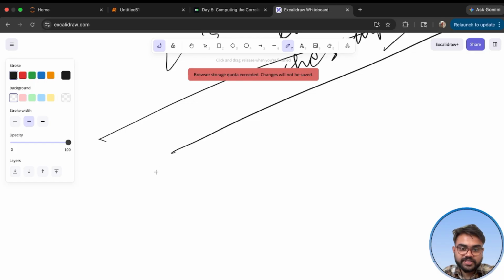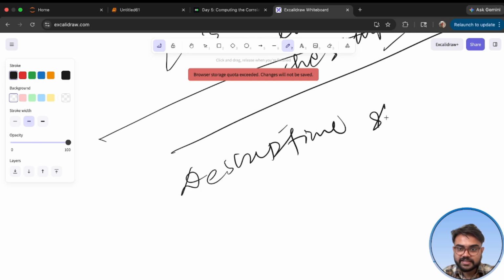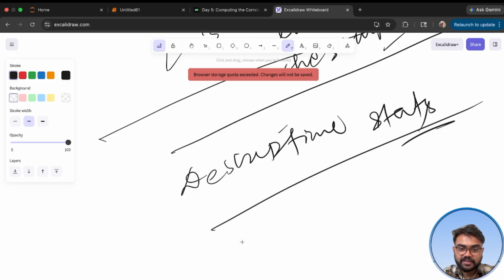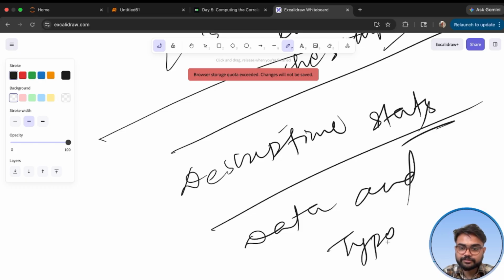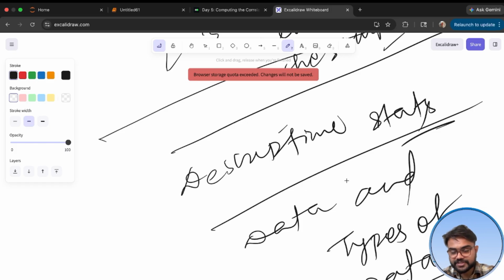Now, firstly, we are going to talk about descriptive stats. One more thing I have to cover in this statistics part: data and types of data. We will see data and types of data once we are done with the descriptive stats.